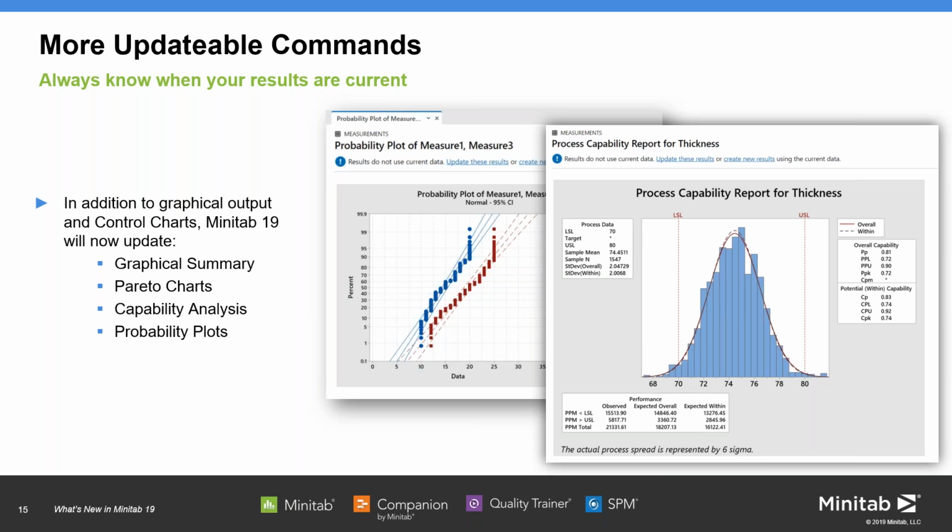Things like your graphical summary. We want to start with those tools that we think you're using the most, that are probably most important to you to have the ability to update. So now when you generate probability plots or process capability six-packs, Pareto charts, when your data changes, you will have the option to update those results right in place without requiring you to recreate the results. There's also the ability to set results to be automatically updated, and I'll show you that in the demo.